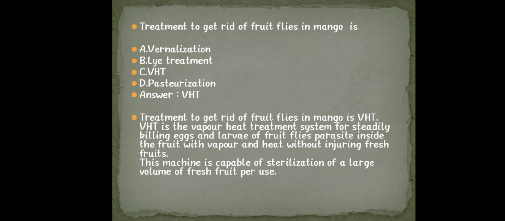These parasites are inside the fruit, and we are killing those parasites with vapor and heat without injuring the fresh fruits. This machine is capable of sterilization of a large volume of fresh fruits per use. So this is the vapor heat treatment. It kills the eggs and larvae of the fruit fly parasite inside the fruit, but without damaging or injuring the fresh fruits.